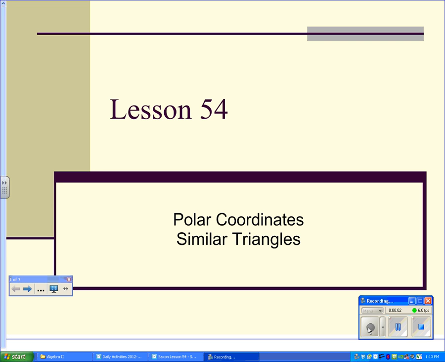All right, today we're looking at lesson 54. We're looking at polar coordinates, and then we're going to look at similar triangles. This is new. You've never done this before.